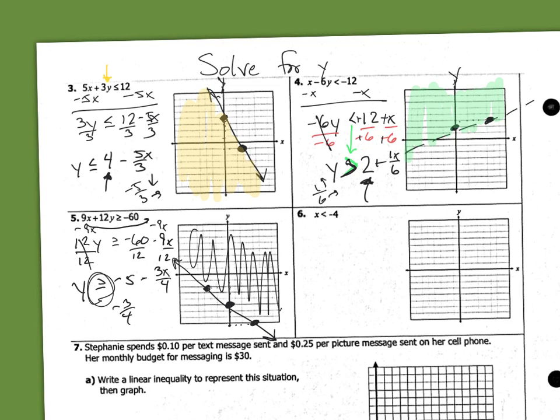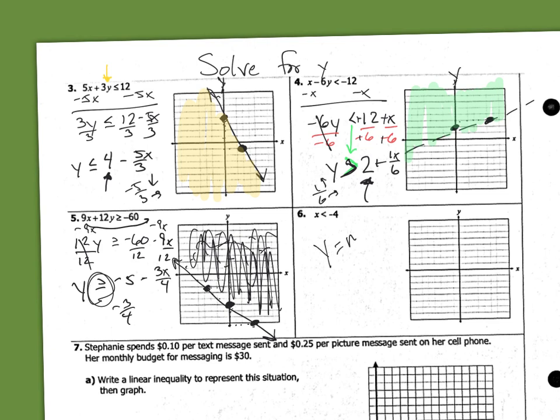Done. Now the shaded area, what this means is all of these are answers. Anything in the shaded area is the answer. A solid line means an answer is also on the line. A dotted line means the answers cannot be on the line. X is less than negative 4. Ooh.